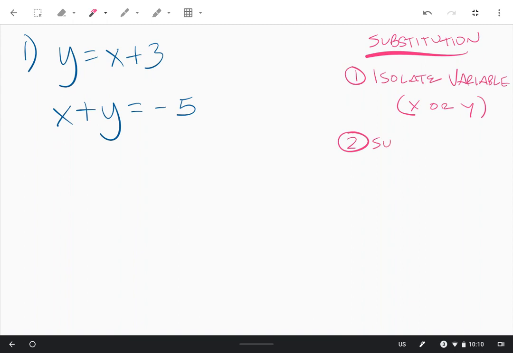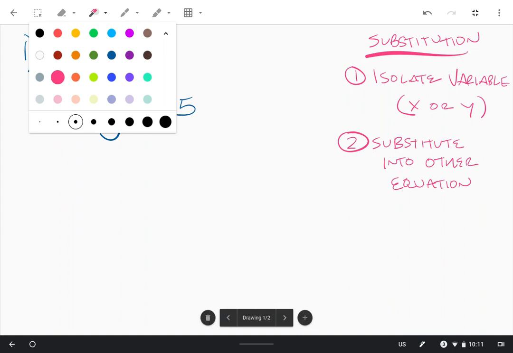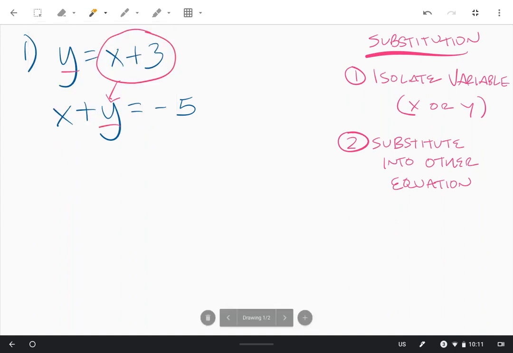The second step is to substitute into the other equation. So in other words, whatever we solve for, we're going to substitute into the other equation. What that looks like is I'm going to take x plus 3, and put it in for the y in the other equation. So I'm going to rewrite equation number 2 to say the following: x plus, and then inside parentheses, x plus 3, equals 5. I've taken x plus 3 and put it where the y was in the original equation.